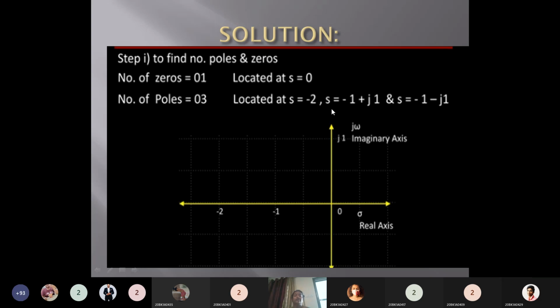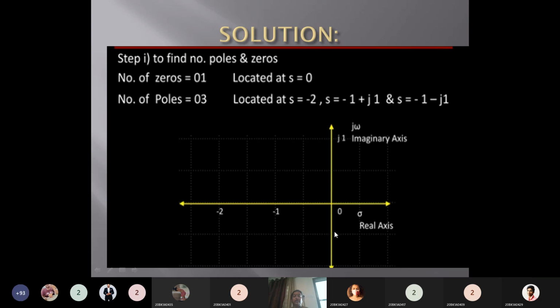Okay, now let us observe. Based on the roots, we are going to locate the poles and zeros on this S domain and then evaluate V naught of t from this pole-zero plot. Is it clear, guys? Hello? Are you in a position to understand here? So the number of zeros: s equals 0, so only 1 zero is there.